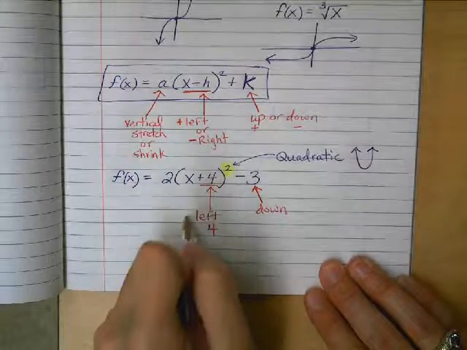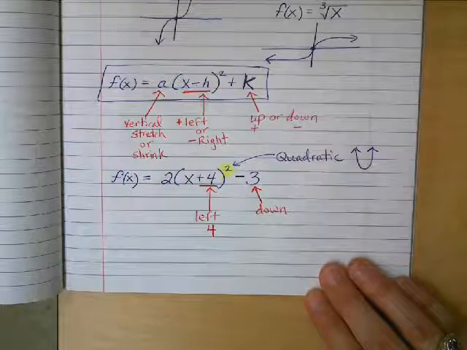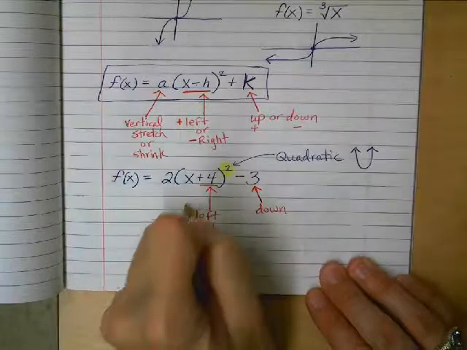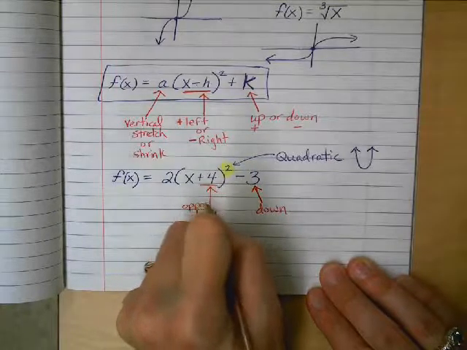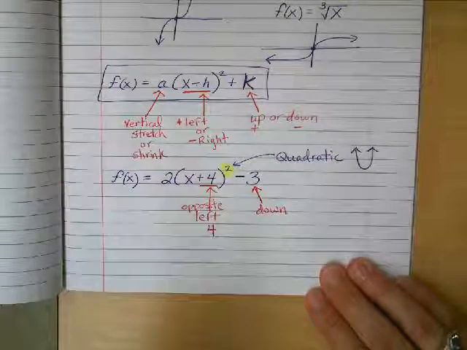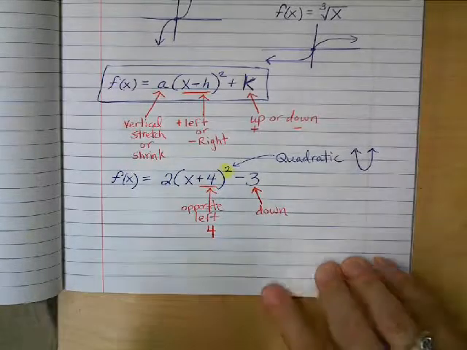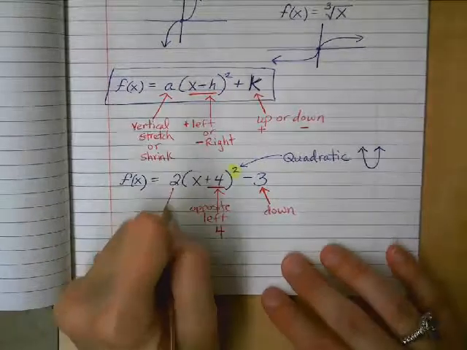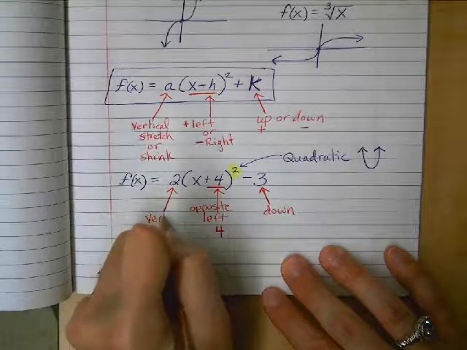It says plus 4, but you think like, oh, that's minus 4 to the left. You think opposite. So try to remember the one inside is like opposite. If it says plus 4, you actually go minus 4 to the left. And then, what about the 2 at the beginning? Yeah, they call that a vertical stretch.